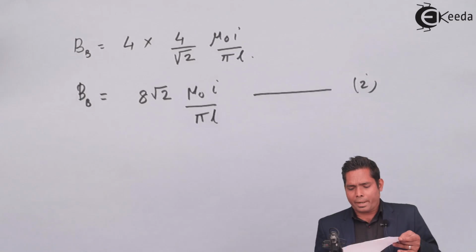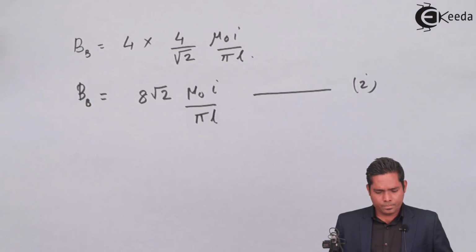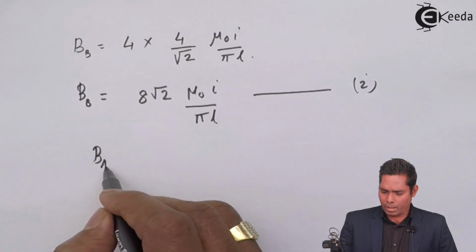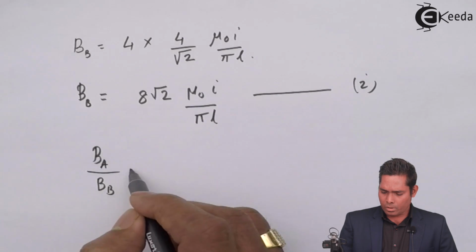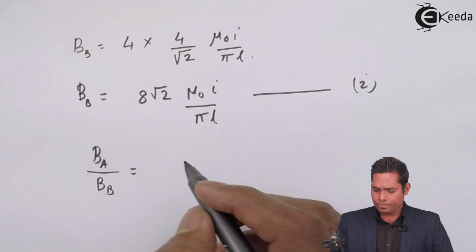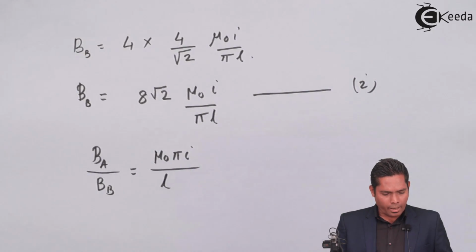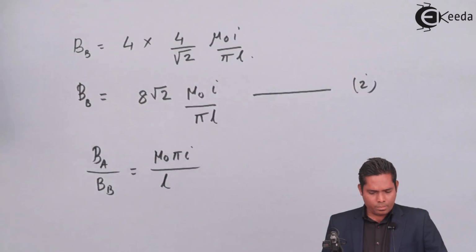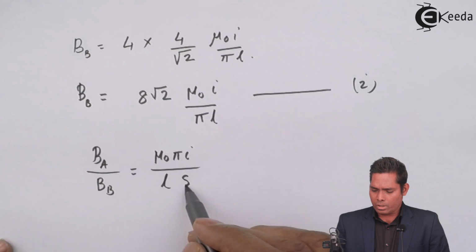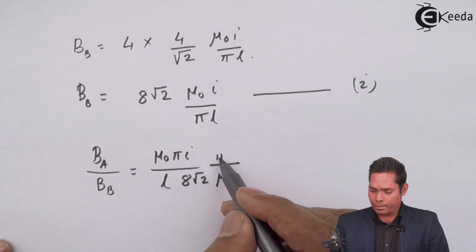Our aim is to find BA upon BB. BA we have got from equation 1. I'll write BA upon BB. This is the question. BA we already have, mu naught pi I by L. And BB we got here, that is 8 root 2 mu naught I divided by pi L.